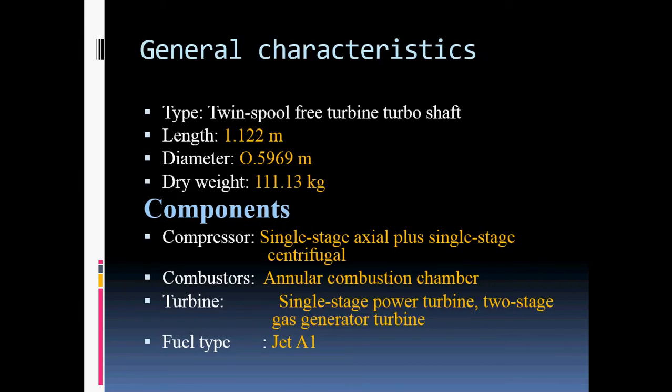The general characteristics: it is a twin-spool free turbine turboshaft engine with a length of 1.12 meters, a diameter of 0.5 meter, and a dry weight of 111.13 kg. The compressor, combustion chamber and turbine are the major components of this engine, in which a single stage axial plus single stage centrifugal compressor has been equipped. It also has an annular combustion chamber, a single stage power turbine, and a two stage generator turbine, and it works on Jet A1.